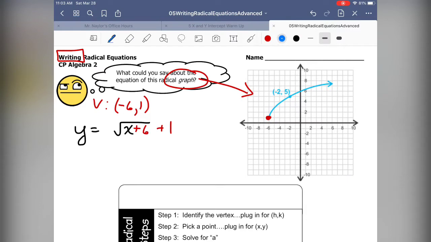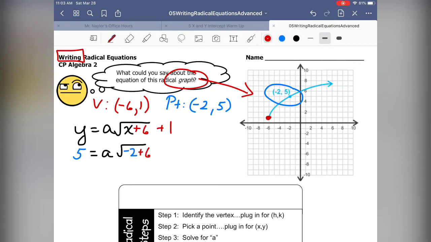But there's one more thing to think about with this graph, and that is that a point has been given to us. And you see that point is going to end up helping us to determine the exact stretch or compress, in other words, the exact a value of this equation. So we put the letter a here, and we take a little work to solve for that a. And of course, that little bit of work is just to plug in the point. Notice that I'm plugging a 5 in for y, and we're also going to plug this -2 in here for x.